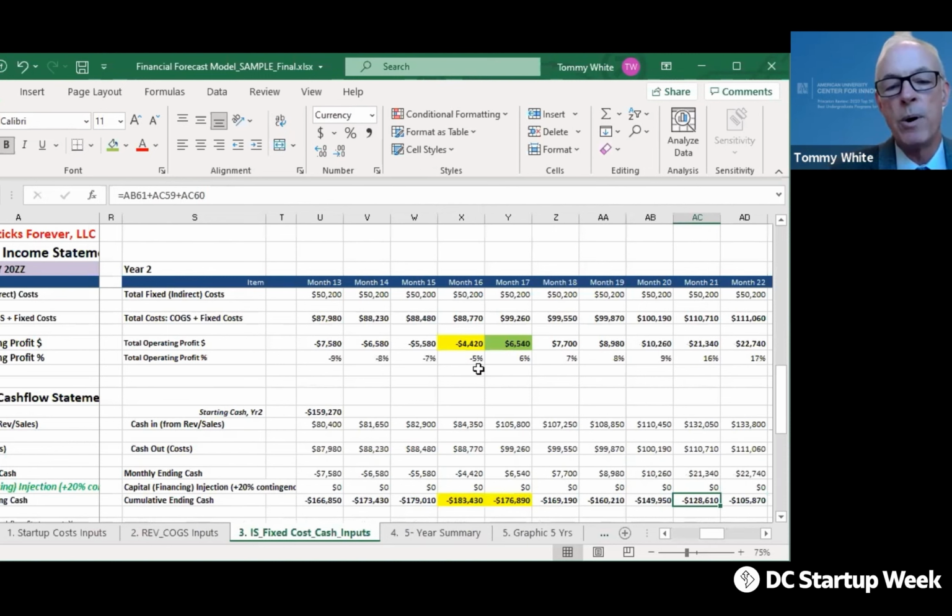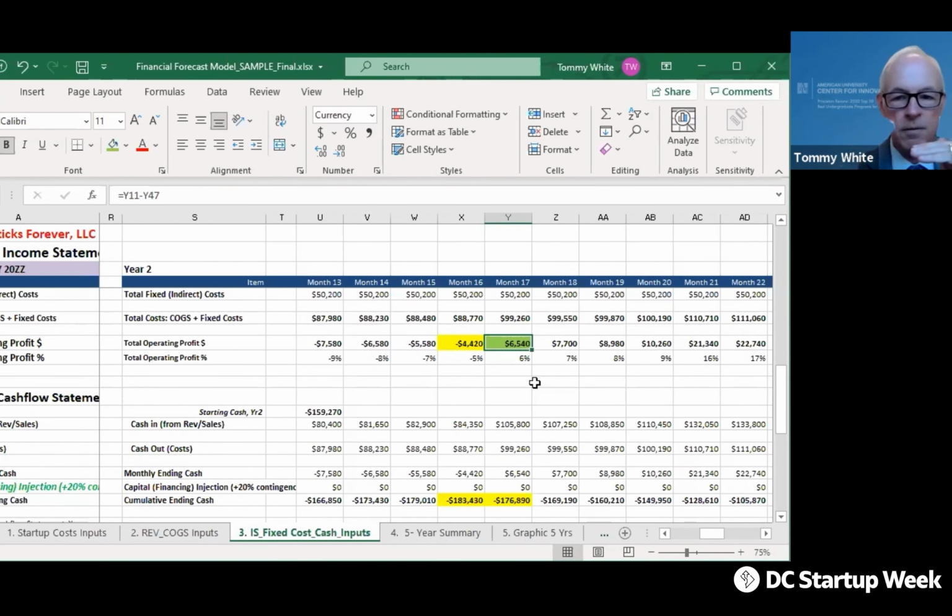And this is the point in time, if we go up and we look at our operating profits and losses, all the way up to month 15, we've been losing money every month, month 16. In month 17, something happens. Our revenues exceed our costs. So this is the first month where we actually make a profit. So somewhere between month 16 and 17, we break even, right?